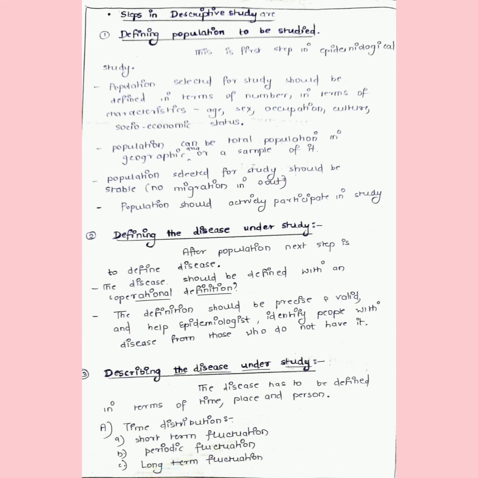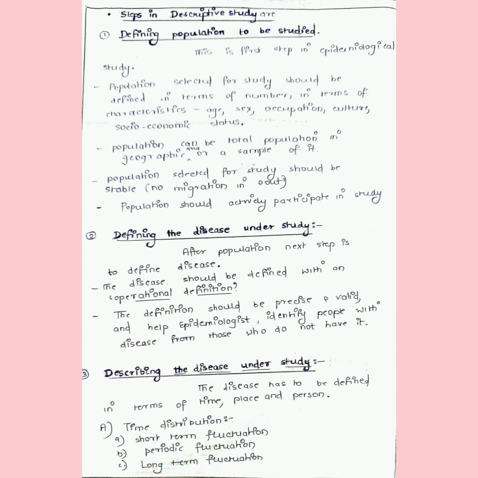The next step is defining the disease under study. After the population has been defined, we have to give a proper definition to the disease. It's an epidemiologist who gives a definition. That should be precise and valid, and that helps him identify people with those pathognomonic signs and features. So there is always a definition for a disease, right?